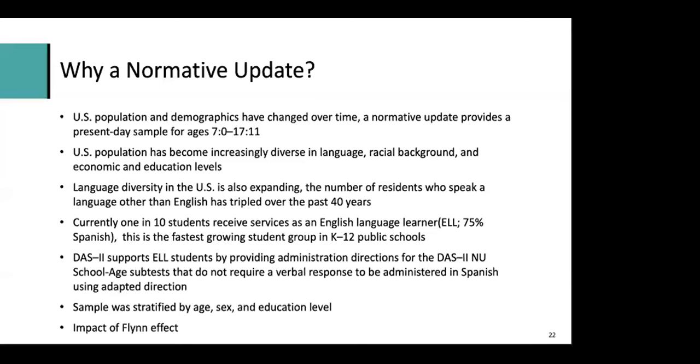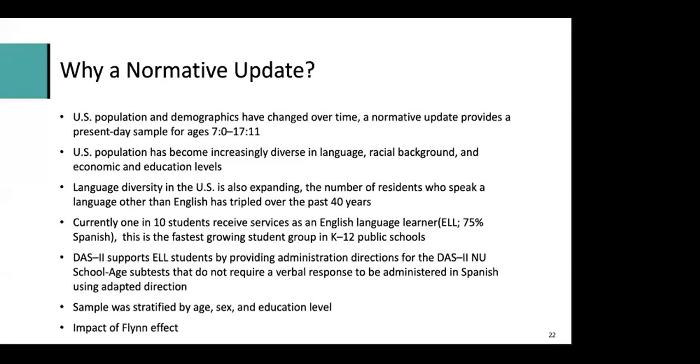Now, language diversity in the US is also expanding. The number of US residents who speak a language other than English in their homes has tripled over the past 40 years. At schools, 1 in every 10 students receives services as an English learner, which now constitutes the fastest growing student group in kindergarten through grade 12 public education. And Spanish, of course, was the home language of 75% of these English learners.